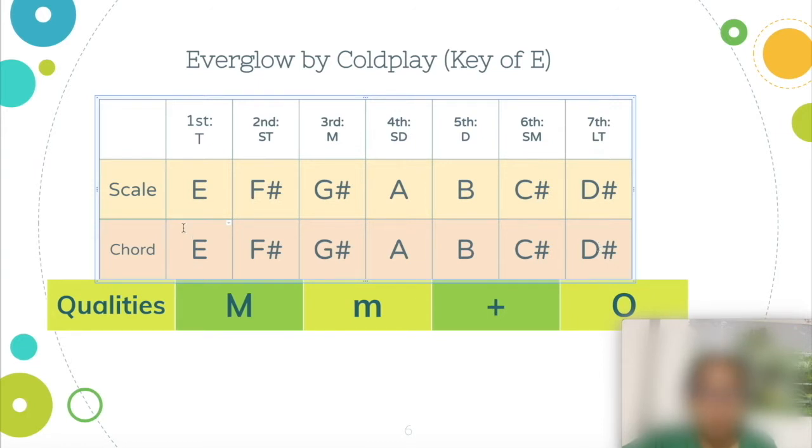Then we just have to determine which chord quality these chords should be played in. Is this going to be an E minor or E major? Or is this going to be an F sharp major, or an F sharp minor, or an F sharp augmented, or F sharp diminished chord? Is this G sharp a major chord, minor, diminished, or augmented, and so on.